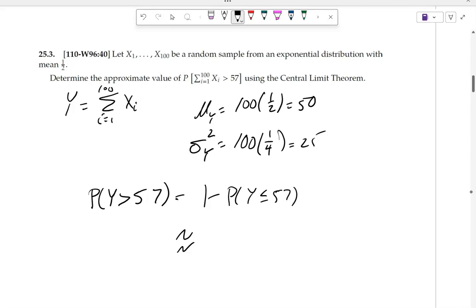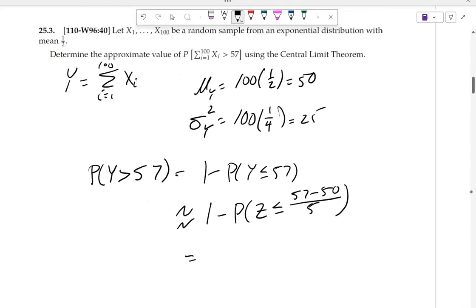And then change it to a z. So we'll subtract 57 minus what? 50 divided by 5. Good. Subtract the mean, divide by your standard deviation, right? We agree? 7/5 is what? 1.4?